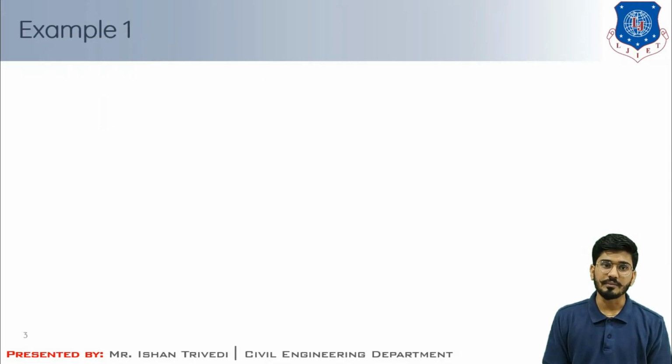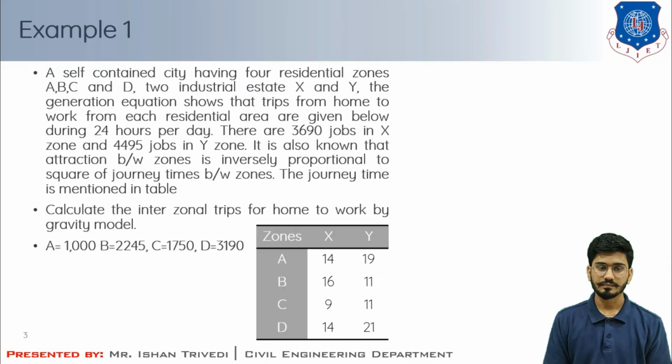So here we have the problem statement. A self-contained city has 4 residential zones A, B, C, D and 2 industrial estates X and Y. The generation equation shows the trips from home to work for each residential zone: for A, there are 1000 trips; for B, 2245 trips; for C, 1750 trips; and for D, 3190 trips during 24 hours per day.